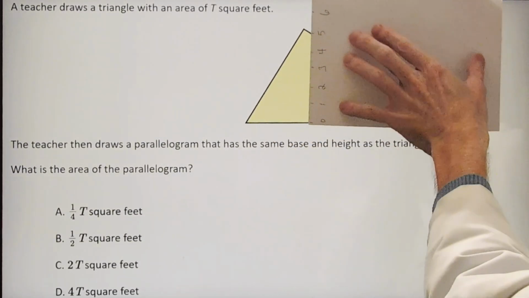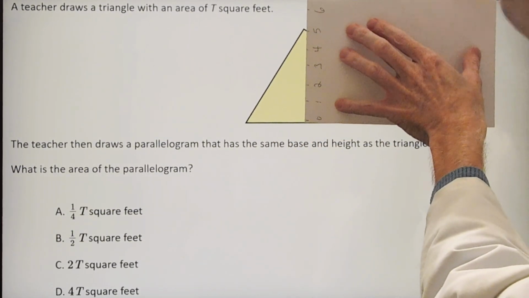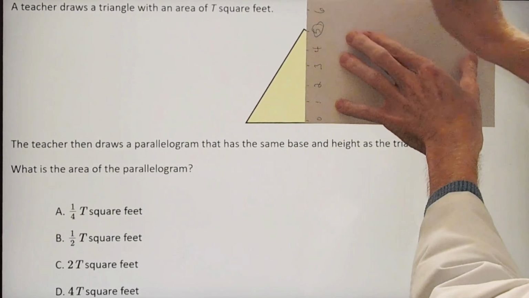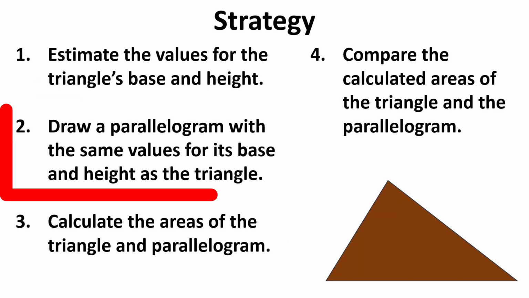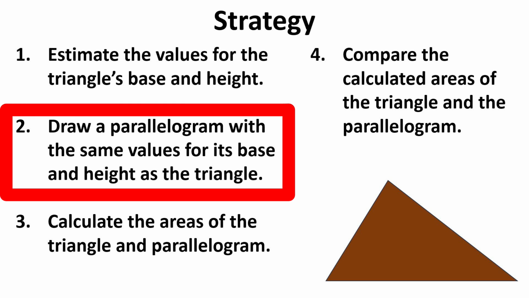Next, we'll hold this ruler so that it's vertical and measure the height of the triangle. We have 5 feet. So, for our calculations, we'll say the base is 12 feet and the height is 5 feet. Next, we'll draw a parallelogram with the same values for its base and height as the triangle.